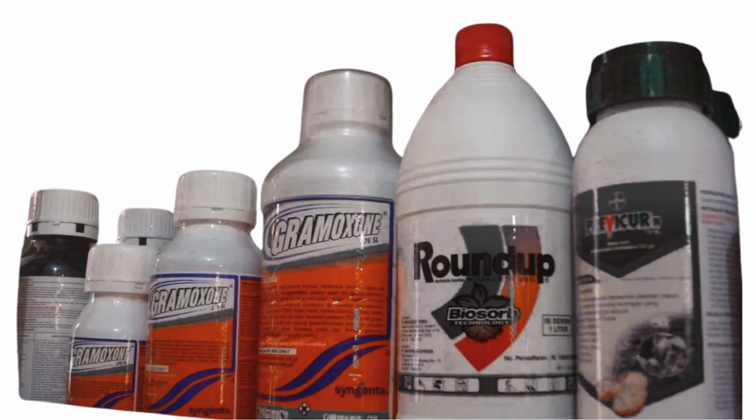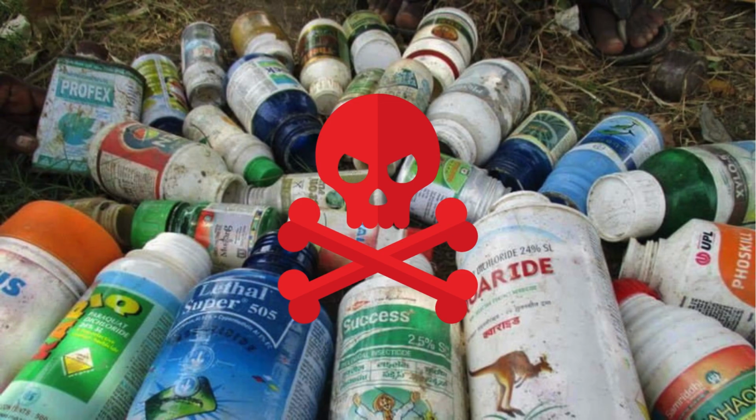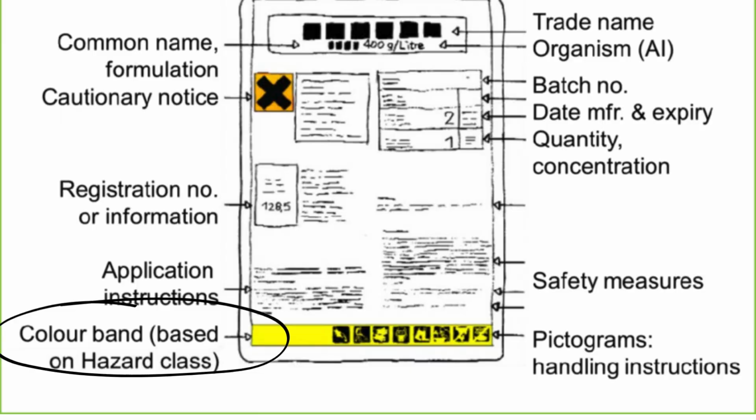Don't forget about storage and disposal instructions. These tell you how to store the pesticide safely and how to dispose of any unused product or empty containers. Proper storage and disposal prevent accidents and protect the environment. And speaking of the environment, check the environmental hazards section. This tells you about risks to non-target organisms like bees, fish, and birds. It's your guide to minimizing harm to the ecosystem.